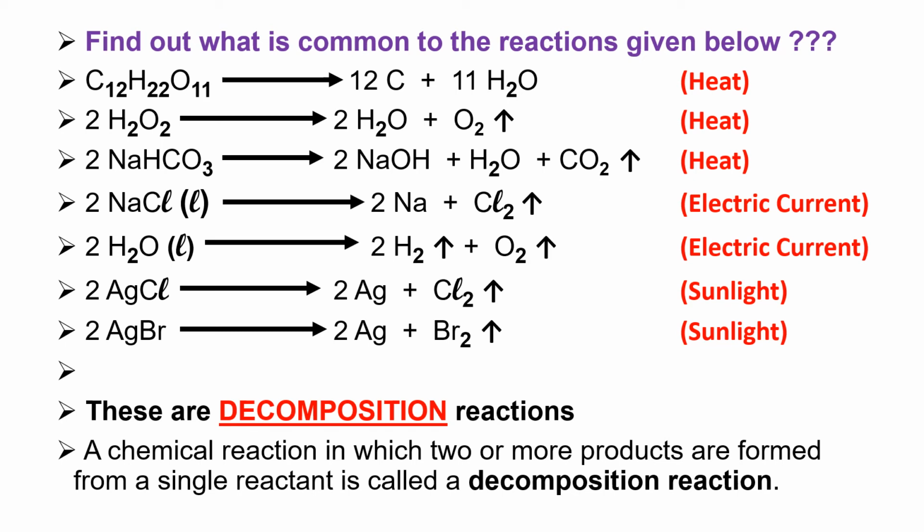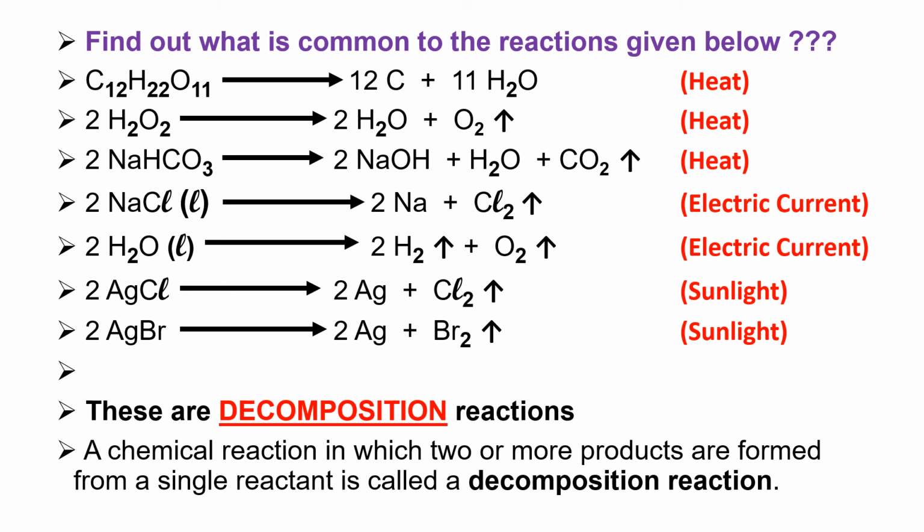The first reaction you see is C12H22O11, that is sugar. Sugar on heating breaks into C, carbon, and H2O, that is water. The second reaction, H2O2, is hydrogen peroxide, which on heating breaks into water, H2O, and oxygen. Same way, baking soda or sodium bicarbonate, the third reaction, on heating breaks down into sodium hydroxide, water, and carbon dioxide.